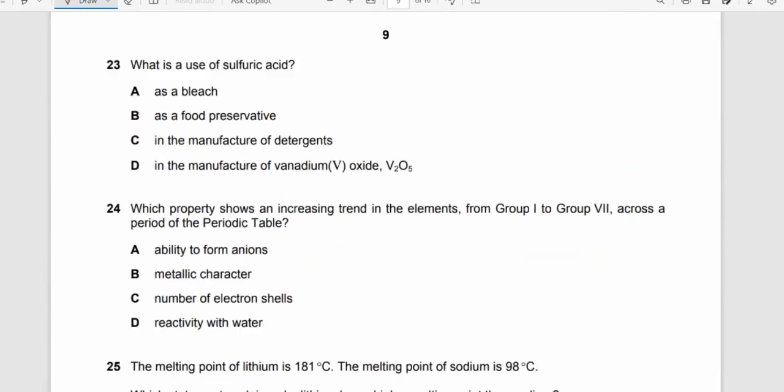Next. What is the use of sulfuric acid? Bleach? No, it doesn't bleach. Food preservative? Yeah, of course. Manufacture of detergent? No. Manufacture of vanadium oxide? No. How can it produce vanadium oxide? No, it's impossible. It's used as a preservative to preserve food.